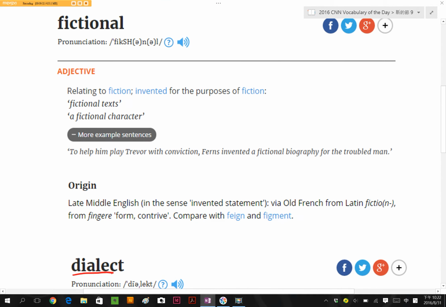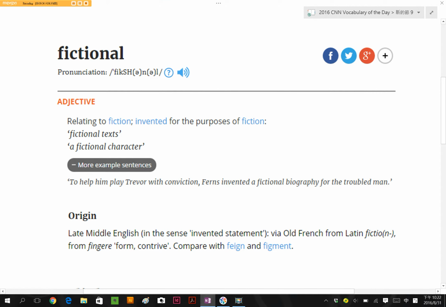Okay, students, now it's time I'm going to repeat the pronunciation and definition part again, and this time I would like you to read along with me. Okay, let's read together.